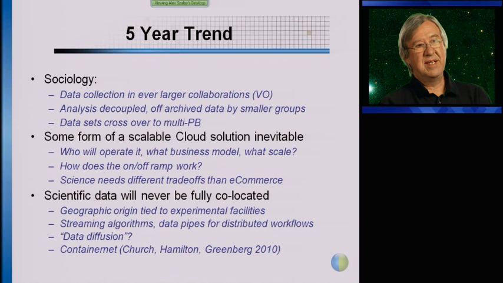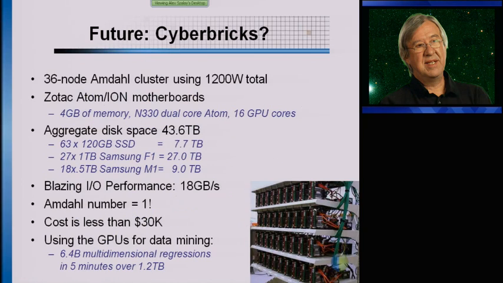And finally, we have to realize that scientific data will never be fully collocated. There will always be new projects springing up, and the geographic origin will be tied to experimental facilities. We will have to understand a lot more and spend a lot more cycles on streaming algorithms, data pipes for distributed workflows, and how the data can diffuse through this distributed computing infrastructure. And there is this intriguing idea coming from Ken Church, James Hamilton and Albert Greenberg, where we put data into containers and move petabytes by the containers across the continent.